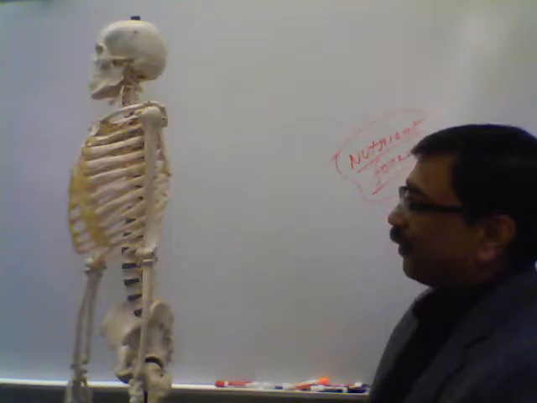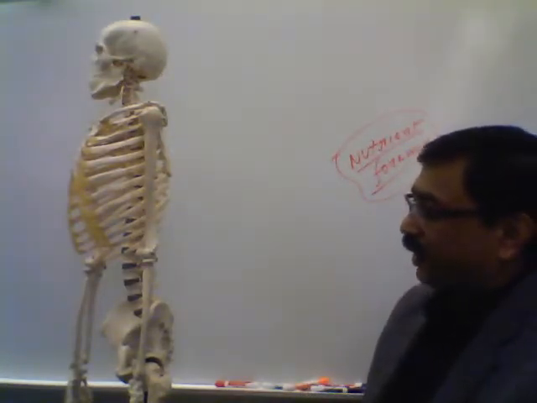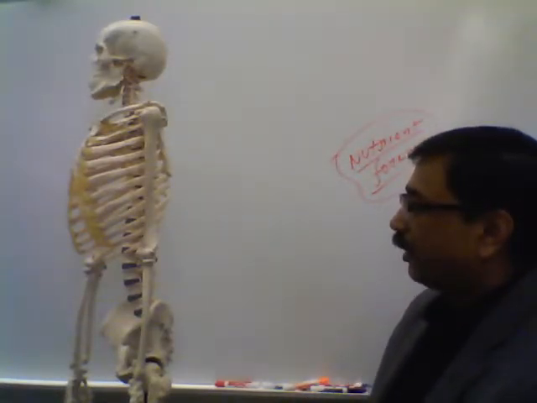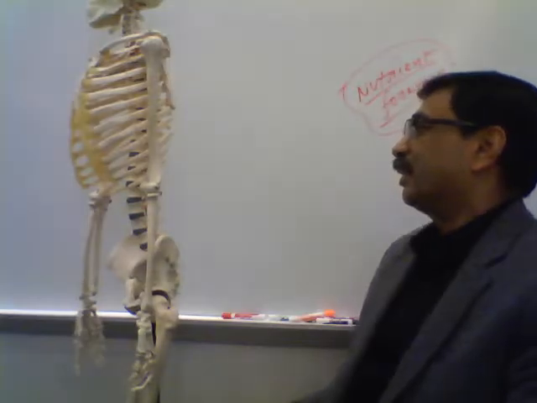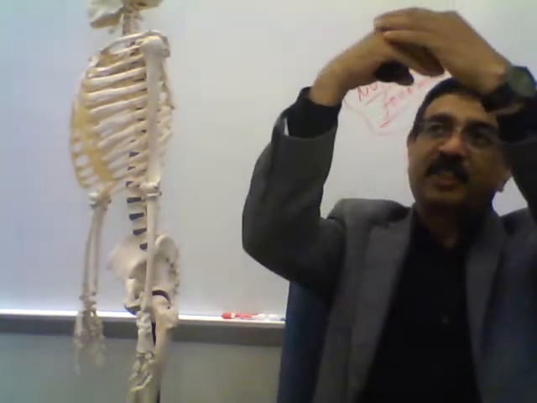Tarsal bones form about half of your foot, the posterior half. So tarsal bones are 7 in number, and the largest one is called the calcaneus. Calcaneus is the heel bone that forms the heel of the foot, and that's the largest one. Second largest one is the talus. Upper surface of the talus is very smooth. If you see the picture, you can tell it is very shiny, smooth.